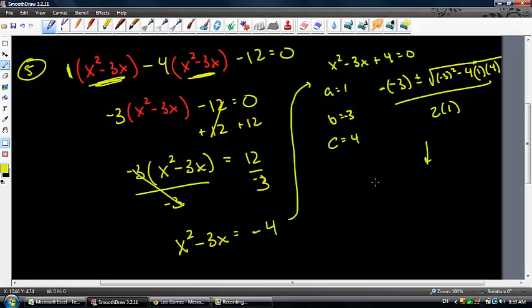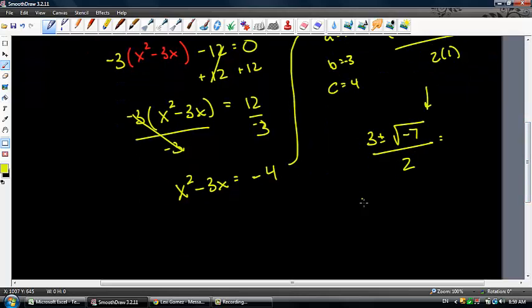Okay, so let's go and clean this up a little bit. Negative 3 is 3 plus or minus the square root. Negative 3 squared is 9 minus 16. So that is, so right, negative 4 times 4 is negative 16. So 9 minus 16 is negative 7 over 2. Now, the square root of negative 7 produces an imaginary number. So what you have as your answer is 3 plus or minus i rad 7 over 2. And that's what x equals.